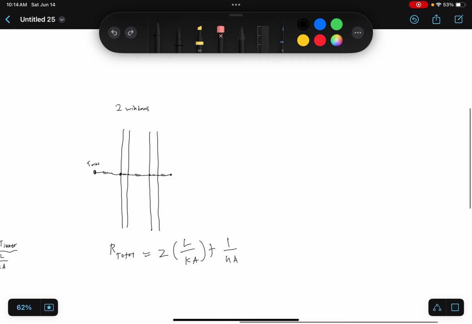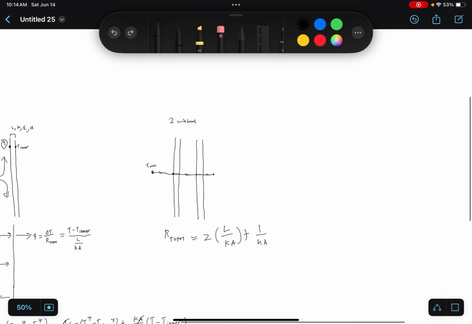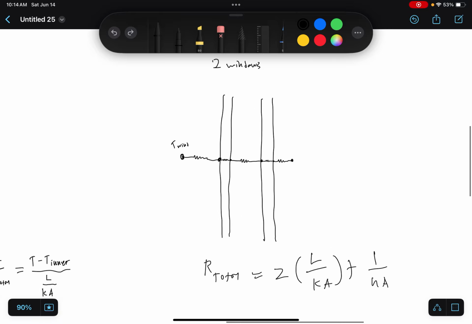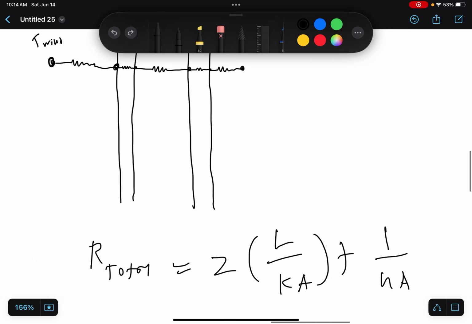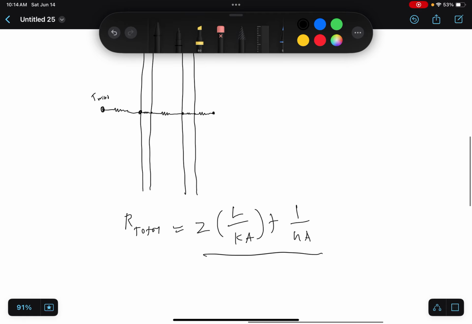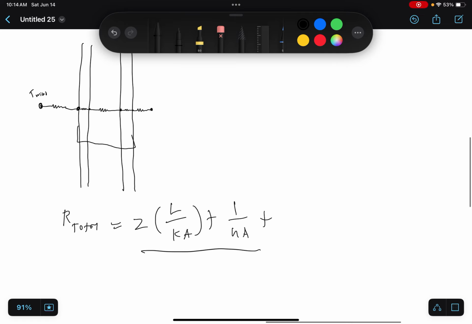I guess the last thing would be, well, okay, to finish this off, the difference between what I drew up there and this equation. So you have these 3, which is from here down to here. You would add 2 more convective. So 1 over HA plus 1 over HA.